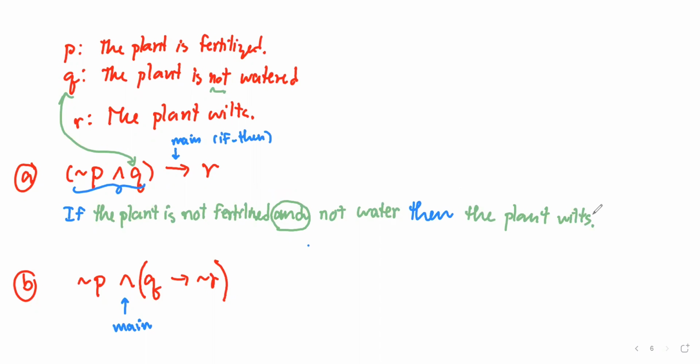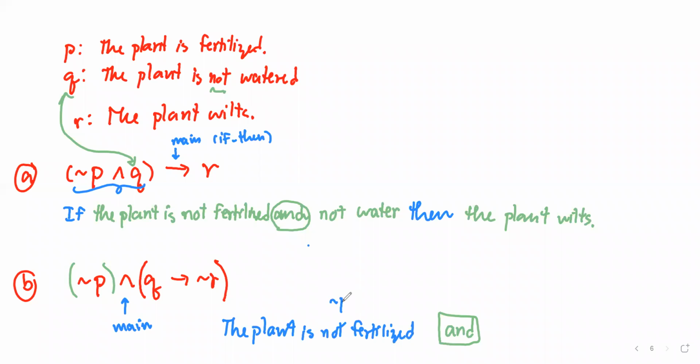So the next one, the main connective is the and. How to write this? We put the template with the and in the middle. Then the left is whatever statement is on the left side of the connective and, and the right side is the quantity Q, then not R. The left side, not P, is the opposite of the P, so we can write the plant is not fertilized. This is not P because we have not, which makes it a negation.